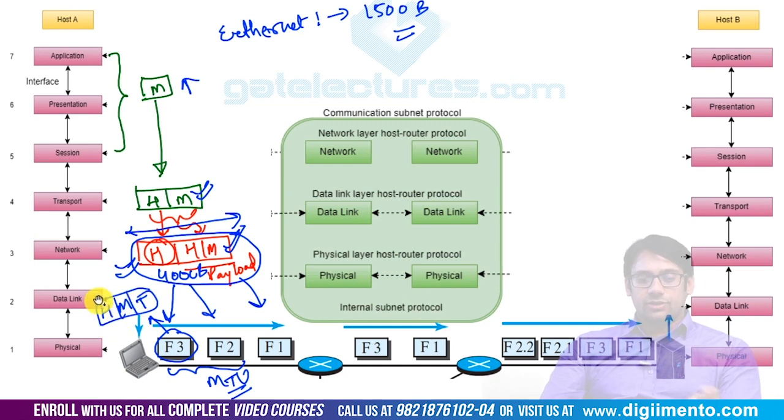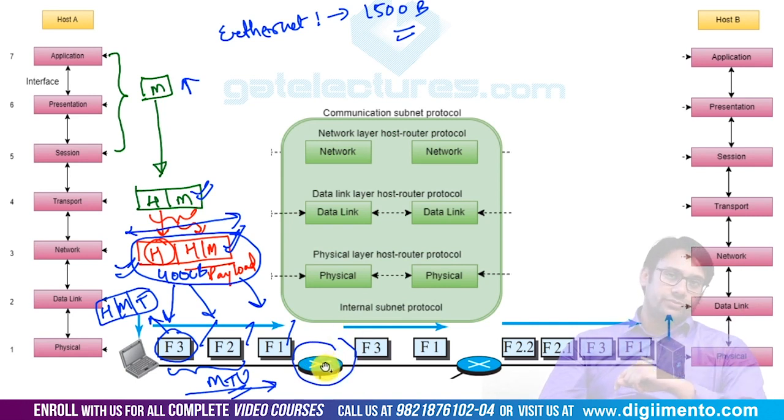So there are three pieces of information in every frame. For example, frame number one, frame number two, frame number three, these three pieces of information are there. Then you are going to send this entire message through your transmission media, or let us say to this first router that it has encountered.